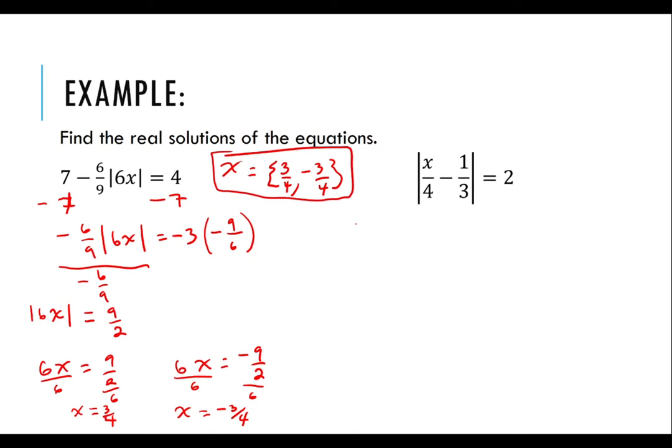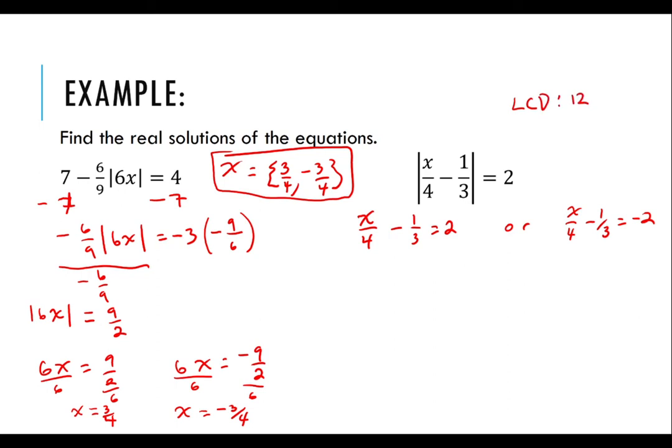So we break it up into our cases. That is going to be x/4 minus 1/3 is equal to 2, or x/4 minus a third is equal to negative 2. Then we solve each of these independently, but notice that because we have fractions, if you would like to clear them via multiplying by the LCD, here it is 12.